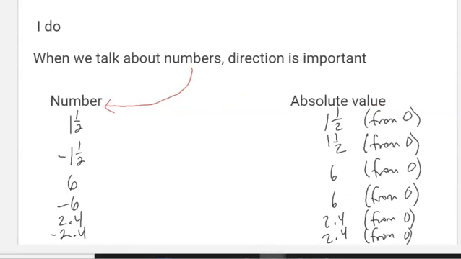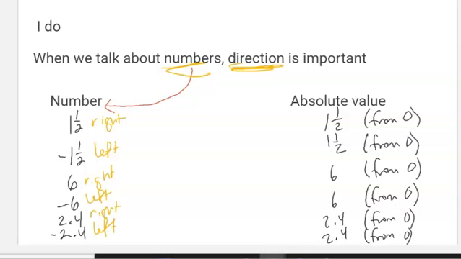So what you'll notice, when we talk about numbers, direction is important. This number is to the right of 0. This number is to the left of 0. The direction is important for the number. This is 6 units to the right. This is 6 units to the left. This is 2 4/10 units to the right. This is 2 4/10 units to the left.